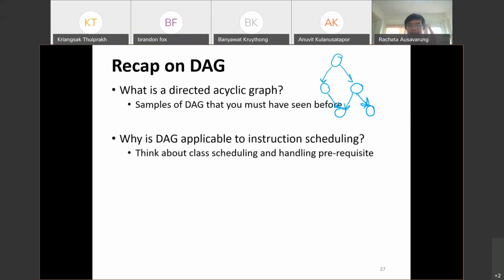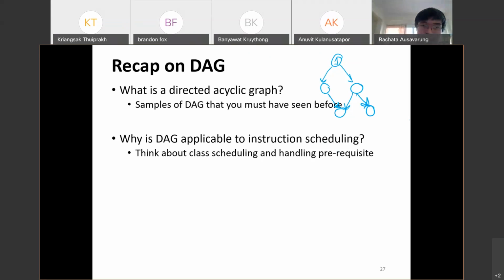Basically, DAG is applicable to instruction scheduling, similar to the data flow graph. Right? This kind of looks similar to your data flow graph. You have an instruction, it produces something to the next node. If there's a direction, it means there's data dependency. If there is no path, it means that the instructions are independent of each other.